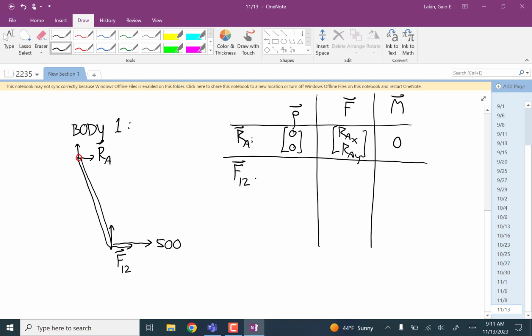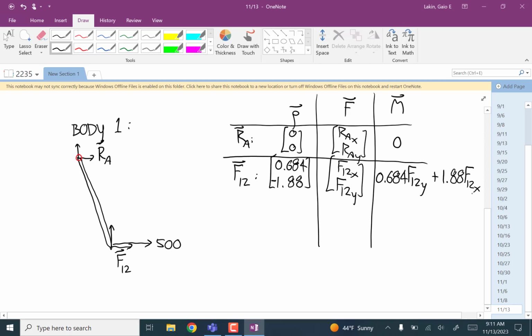Then the force F12, that row vector is 0.684, 1.88. Is that what everyone else got? Yeah. Force vector, this is negative 1.88, sorry. Force vector is F12x, F12y, and the cross product is 0.684 F12y plus 1.88 F12x.